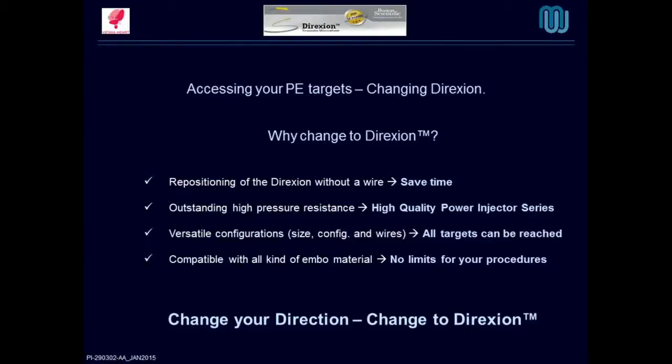Being able to reposition direction microcatheter in case of several branches embolization enables you to save time. In those cases involving glue, where it's not always possible to put in a wire again, this is really a big advantage. Direction microcatheter also has an outstanding pressure resistance which ensures high quality power injector series.